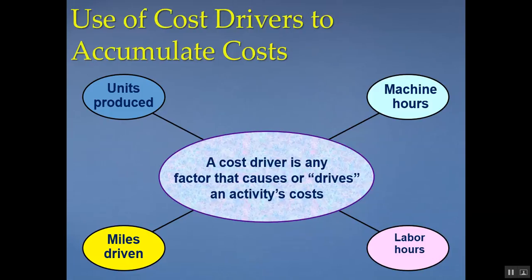For example, if you had costs of gas for your car, the miles that you've driven is what's driving up or down the cost. For example, if you're making a product that's machine intensive, the cost of that product is probably going to be driven by the amount of machine hours that you're working to make that product. Labor hours and units produced are another example of this.